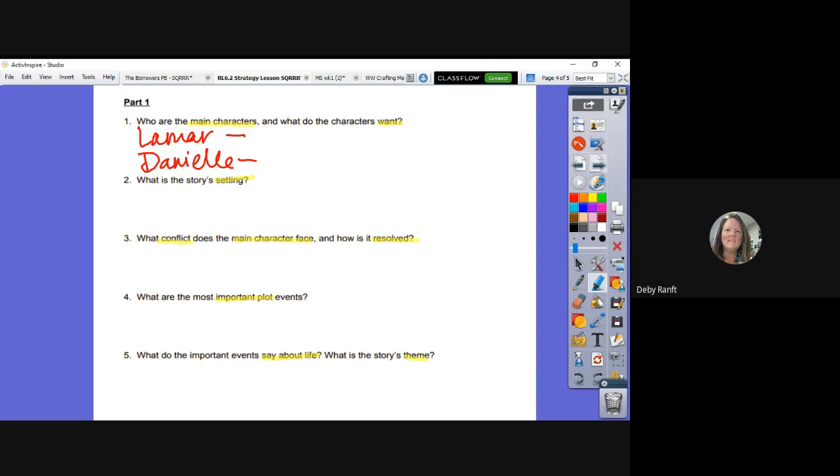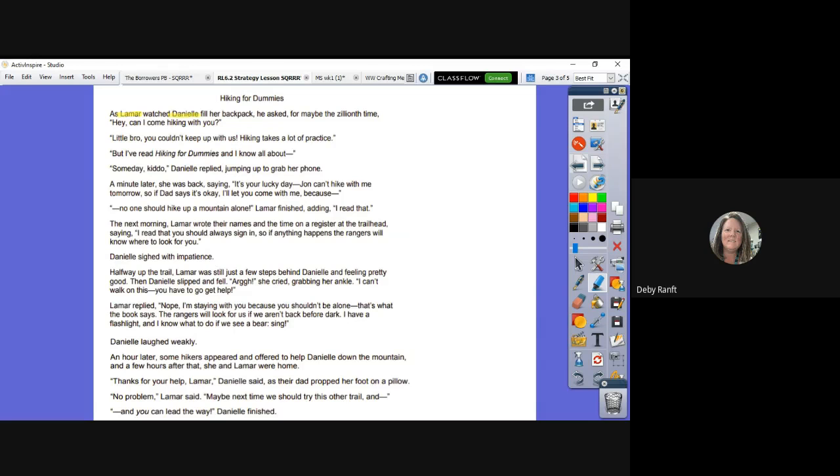What do they want? Do they both want the same thing? I want to know what they want and where you found it in the story. You good? And where did you find that in the story? Okay, so he says Danielle wanted to go hiking with a friend. How do we know she wanted to go hiking with a friend? What part of the story tells us that? Find the line for me. "It's your lucky day. Dawn can't hike with me tomorrow." Here we go. So that's telling me Danielle wanted to go with a friend, right?